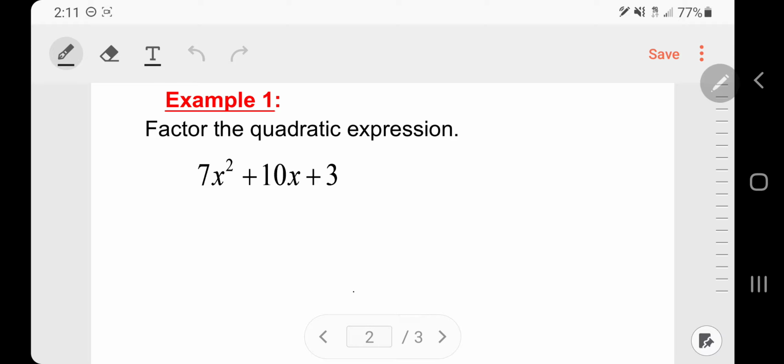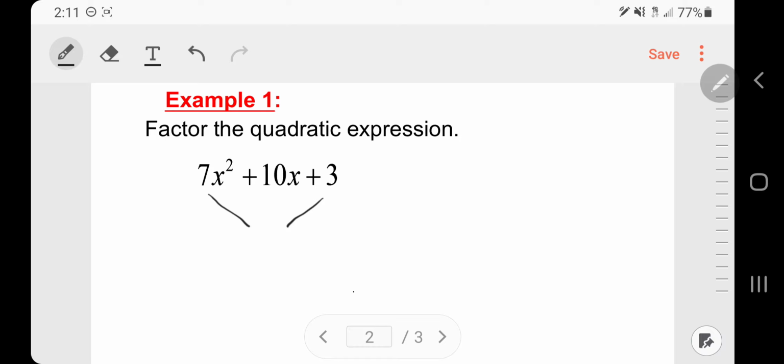Okay, so factoring the expression 7x squared plus 10x plus 3, we'll notice we have a leading coefficient of 7. Now this 7 also, if you notice, is not divisible by the rest of our terms, so it is not going to be a greatest common factor. So you cannot factor it out, so we're going to go ahead and use what we call the AC method.